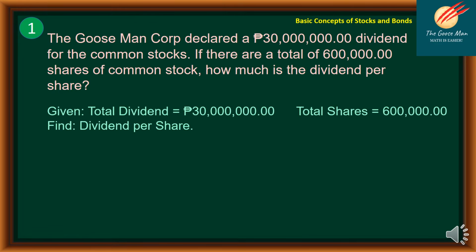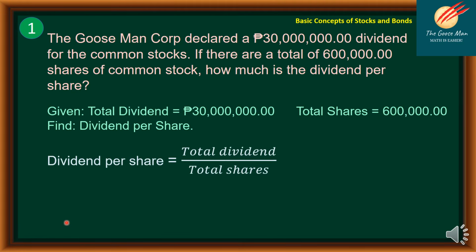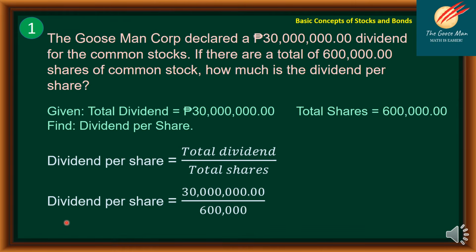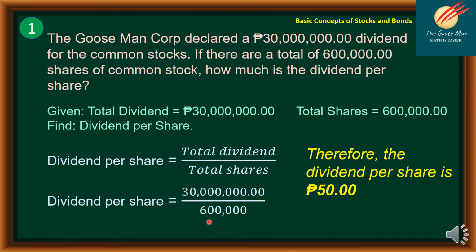So we want to find out the given. So the given are the following. We have the total dividend is 30 million, while the total shares is 600,000. And we want to find out the dividend per share. Now, in order to find the dividend per share, this is actually the total dividend divided by the total shares. So we will substitute the value of 30 million divided by 600,000. So therefore, we can say that the dividend per share is 50 pesos.